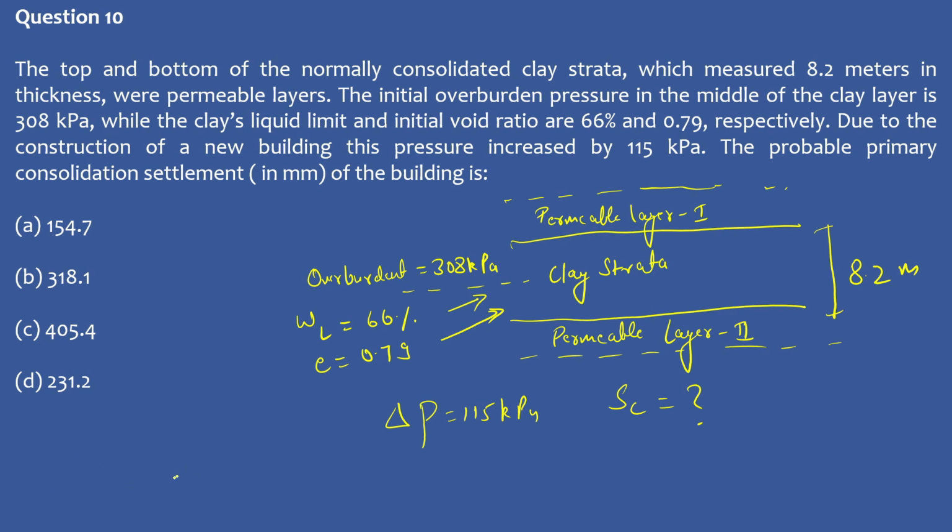So let's solve this. Your coefficient of consolidation is not given to you. In that case, there is one particular relation: 0.009 times (liquid limit minus 10). Liquid limit you need to put in percentage. So it's 0.009 times (66 minus 10), so your coefficient of consolidation is 0.504.